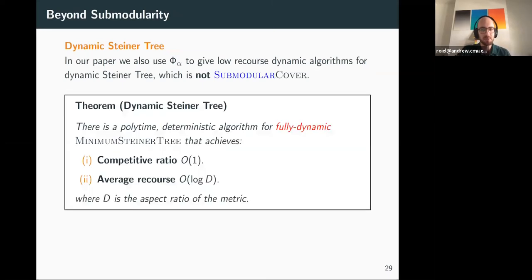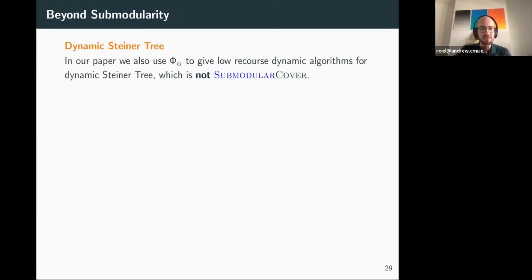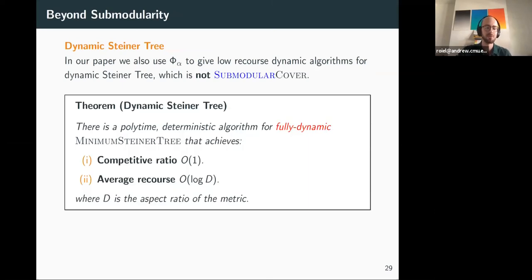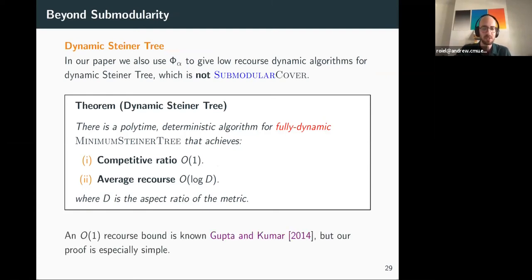I'll just say, in our paper, we give some applications of this framework to problems besides submodular cover. So we can actually show an algorithm for the dynamic Steiner tree problem in this low recourse setting. So we can get order 1 competitive ratio guarantees with average recourse log of the aspect ratio of the metric, whatever that is. Again, catch me later and I can tell you what this is. And this is not the best known bound. Anupam and Amit Kumar showed a better bound, but our proof is especially simple.